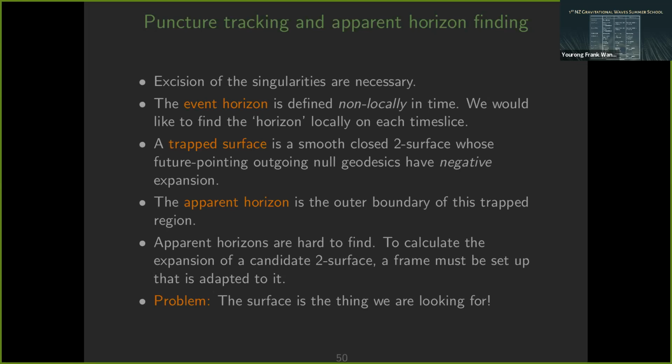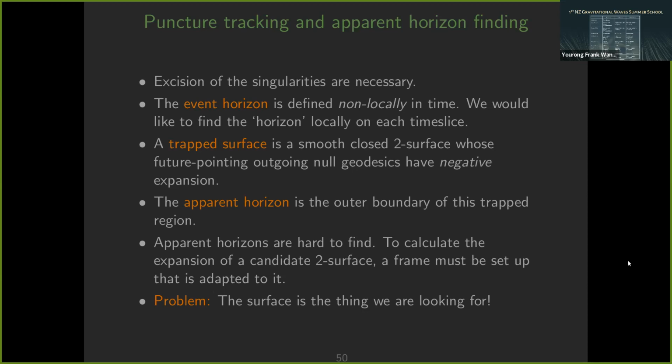In order to compute that, you have to set up a frame which is adapted to the surface in order to calculate the rho, because the rho is based upon the frame choice. But you don't have the surface yet to find the frame adapted to it to calculate the rho. So it's a little complicated. Jonathan Thornburg has a very nice review article on all of the different methods to do this, and they have been implemented very well.